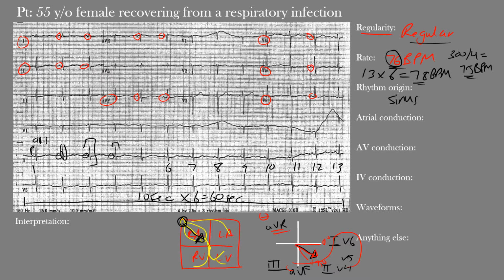The rhythm is originating in that sinus node up here, okay. So how about atrial conduction? Well, typically we look at leads 2 and lead V1 for the P waves, okay, or atrial abnormalities.